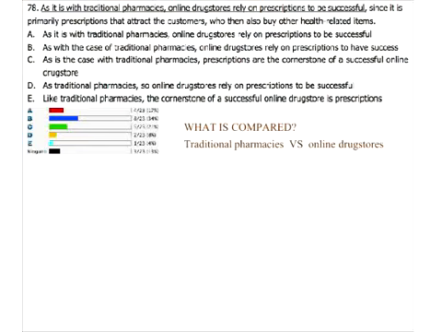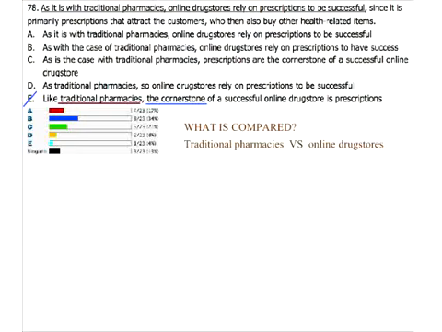So that is enough to get rid of E, because this is traditional pharmacies. That means that you would need to have online drugstores right there, and you don't. So E is wrong. Any questions about that?